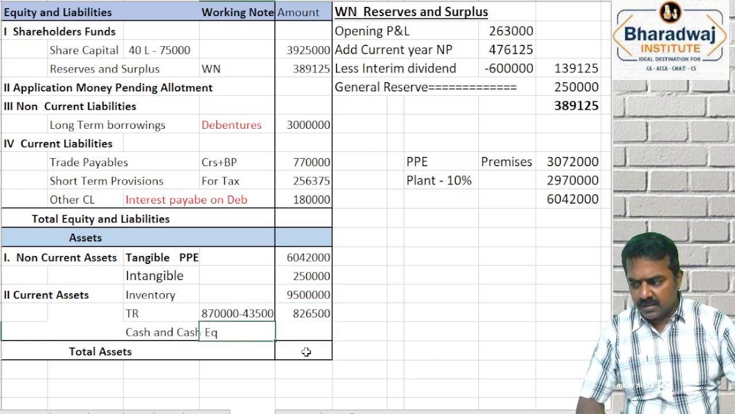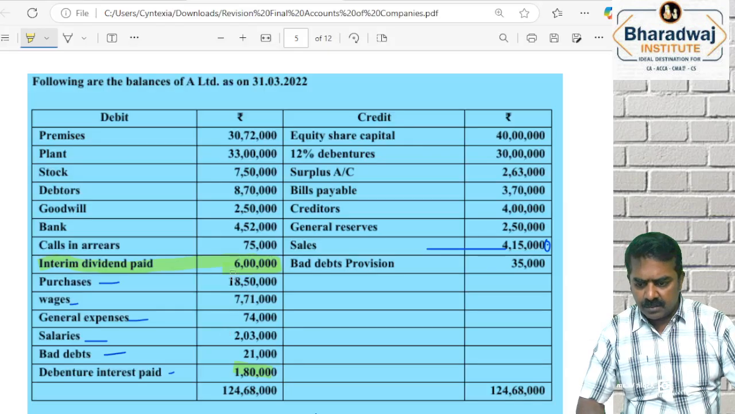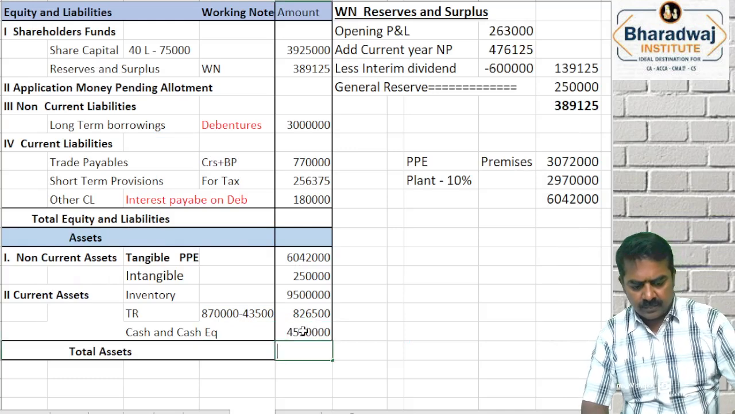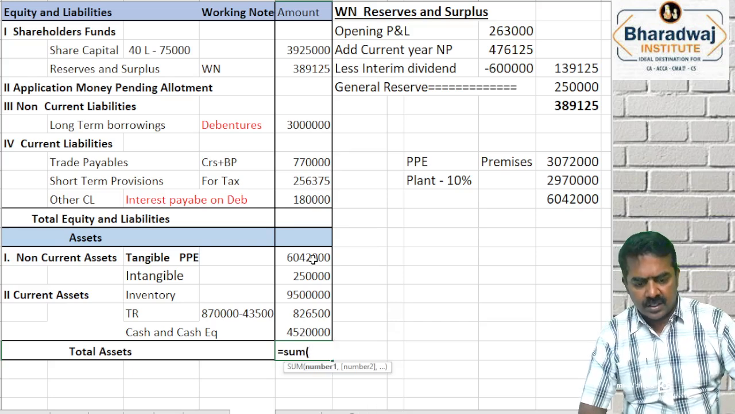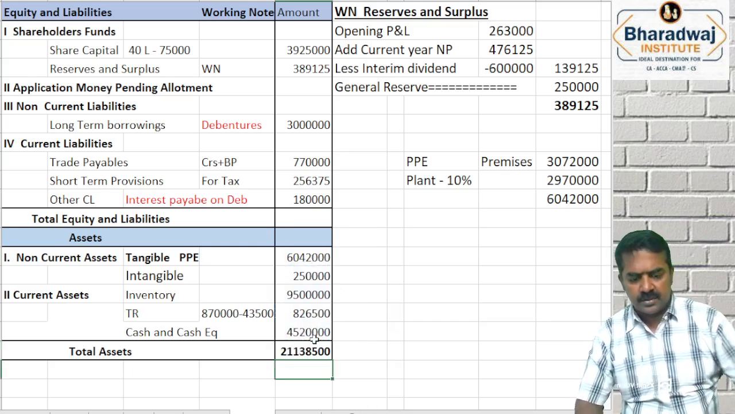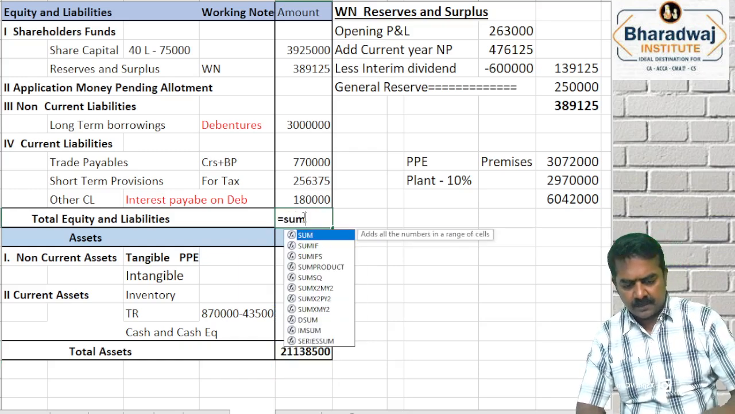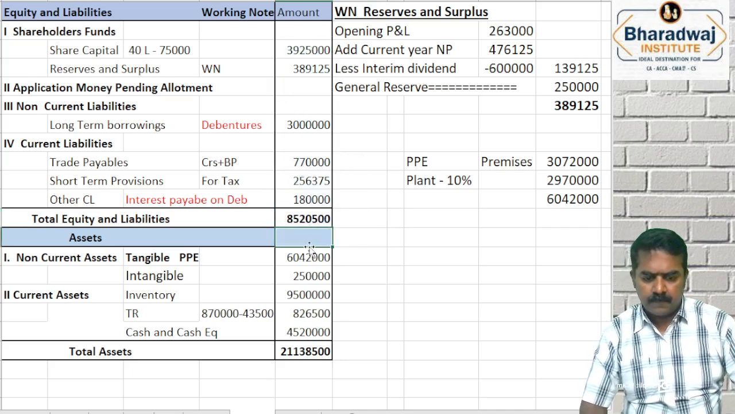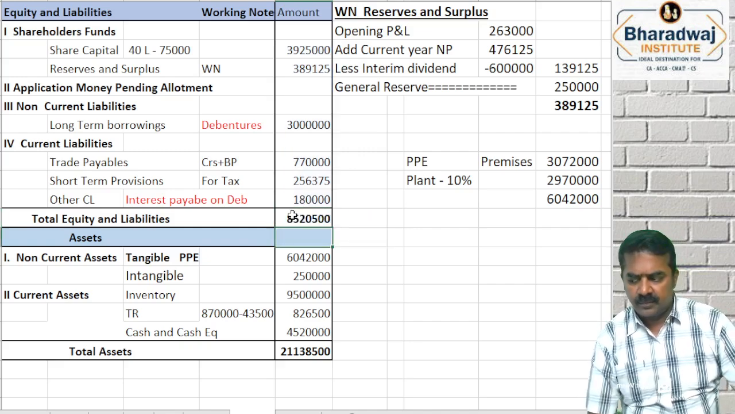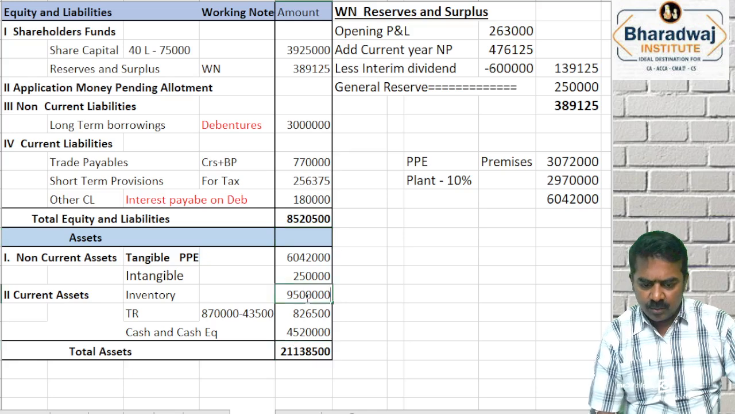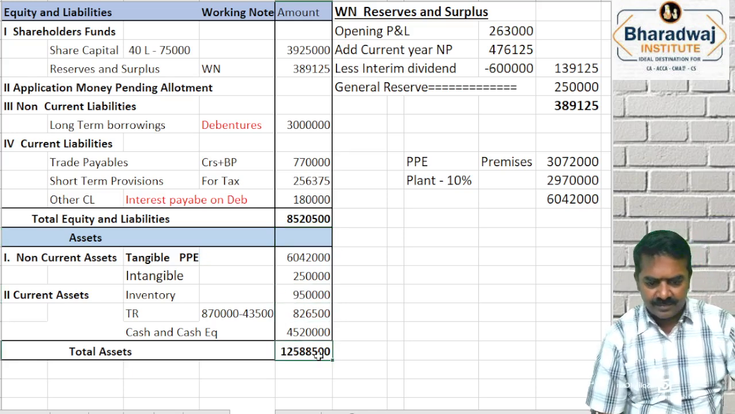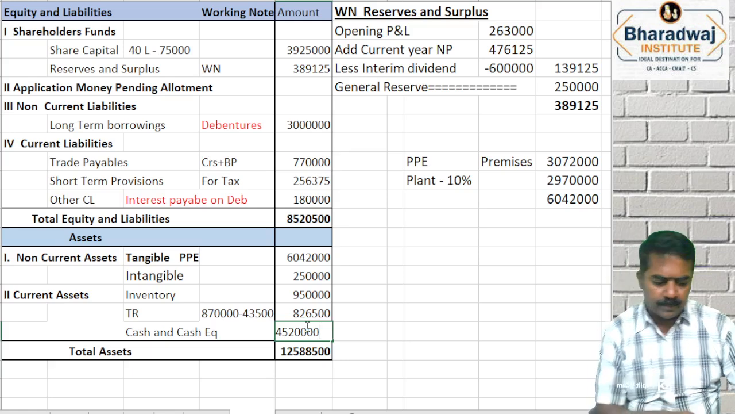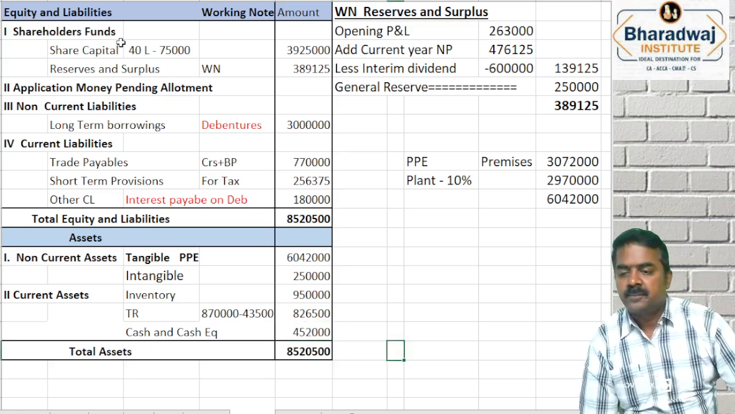Cash and cash equivalents. That cash is 4,52,000. No advance tax, no prepaid expenses, no accrued incomes. I hope it tallies. No, it doesn't. Why doesn't it tally? Oh, inventory is extra. What other mistake have I made? Look. Correct.